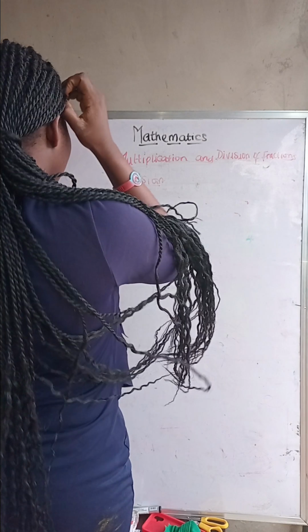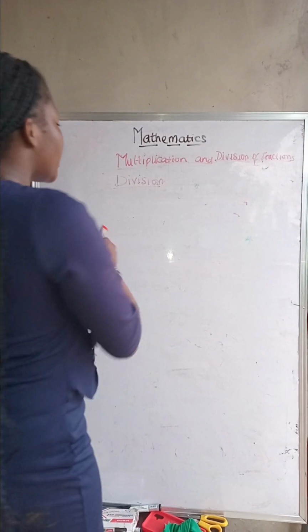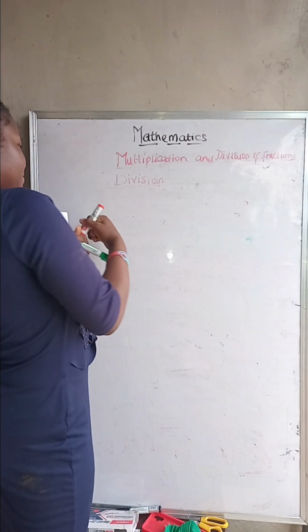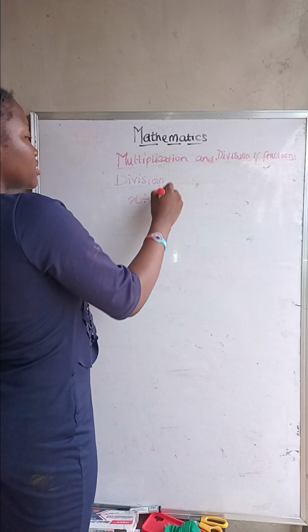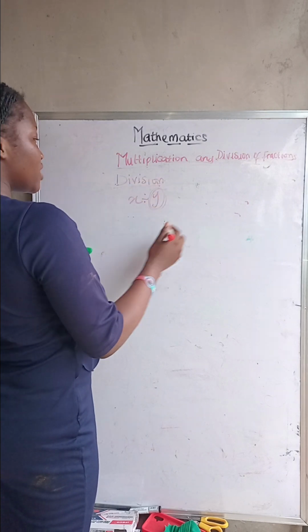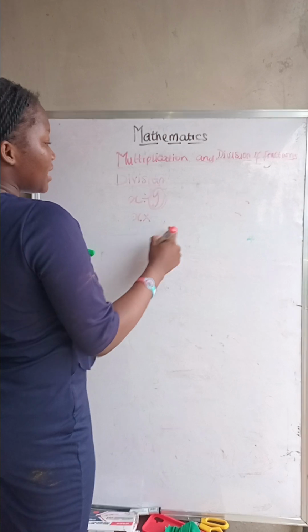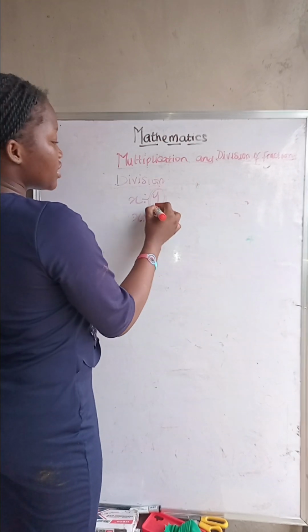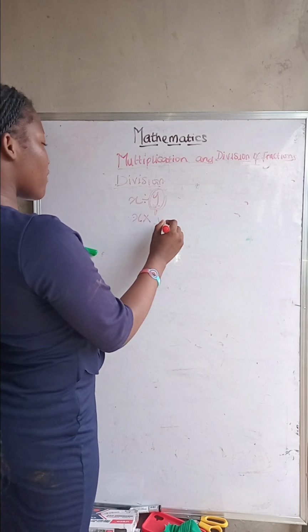Division. Now let me tell you something about division. If you are dividing x by y, let's say you are doing x divided by y. This y, one at the other side, the division sign will change. It will be x times, then this y over 1, it will turn to 1 over y.